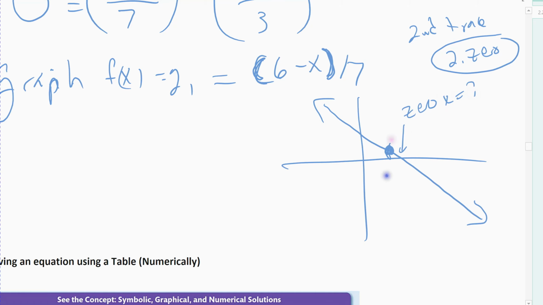Just make sure you move the cursor to the left of it and then to the right of it. So go to the left of it, hit enter, go to the right of it, hit enter, and then guess, which just means your guess gets as close as you can. The closer you are, the quicker your calculator will find it. And then it'll find that x value is approximately 2.29.